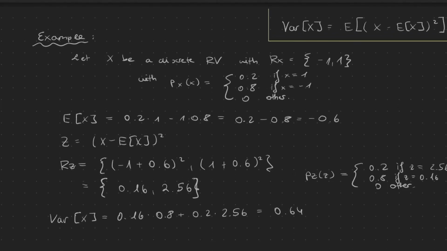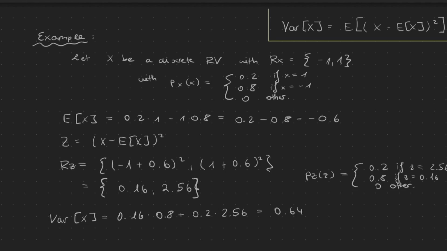Let's do an example in order to digest this dense piece of information. I wrote the definition of the variance in the top right hand corner for you not to forget it. So let x be a discrete random variable with the support of minus 1 and 1. The probability mass function is 0.2 if x is equal to 1 and 0.8 if x is equal to minus 1, and 0 otherwise. First we have to compute the expected value, which is simply 0.2 times 1 minus 1 times 0.8, which is equal to 0.2 minus 0.8. This is equal to minus 0.6.